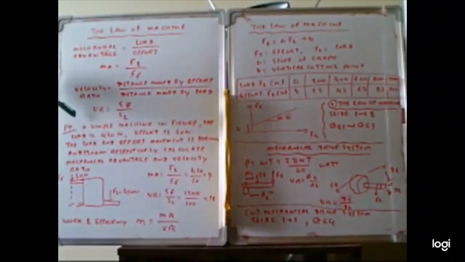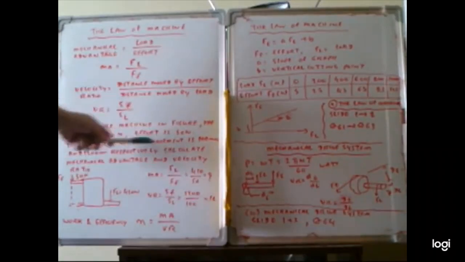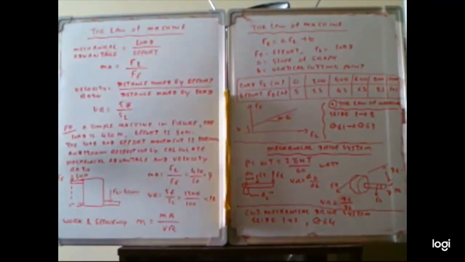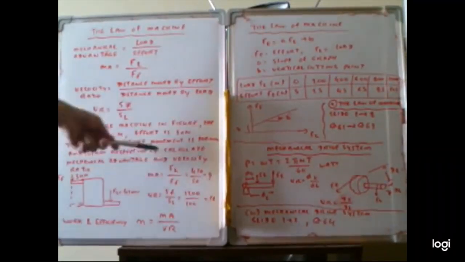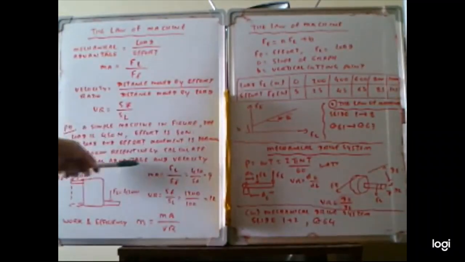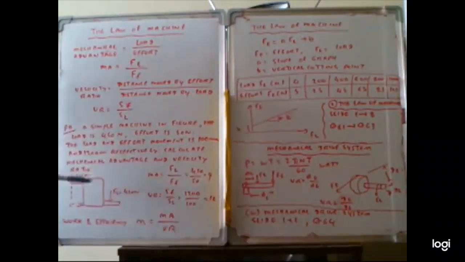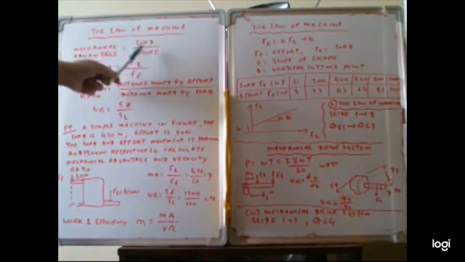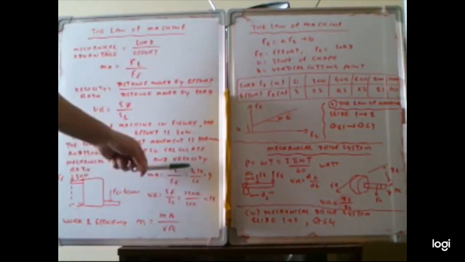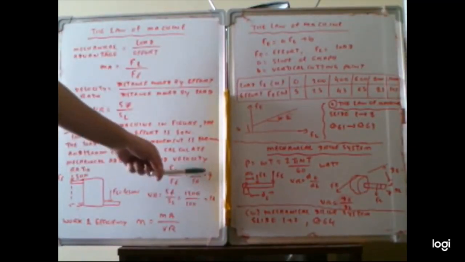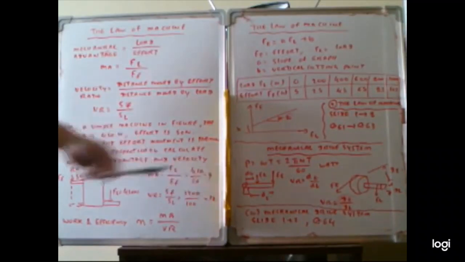In this problem, a simple machine in the figure, the load is 450 Newtons. This is the load. The effort is 50 Newtons. The load and effort movements are 100 millimeters and 1200 millimeters respectively. We have to calculate the mechanical advantage and velocity ratio. The mechanical advantage formula is load divided by effort, so FL by FE. The load is 450, effort is 50. So 450 divided by 50 equals 9.